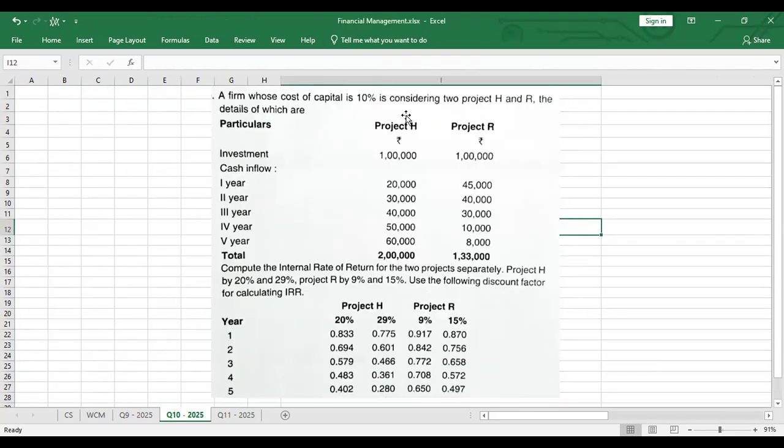A firm whose cost of capital is 10% is considering two projects, H and R. The details are: they have given investment, that is cash outflow, 1 lakh each, and cash inflow for 5 years. Compute IRR for the two projects separately. Project H by 20 and 29%, project R by 9 and 15%. Use the following discount factors for calculating IRR.